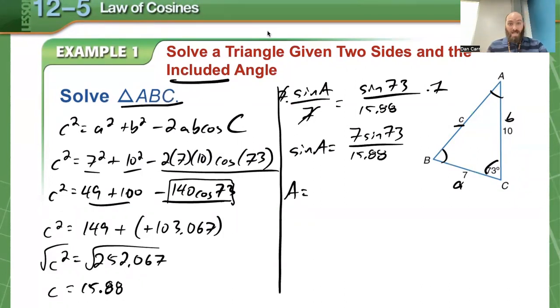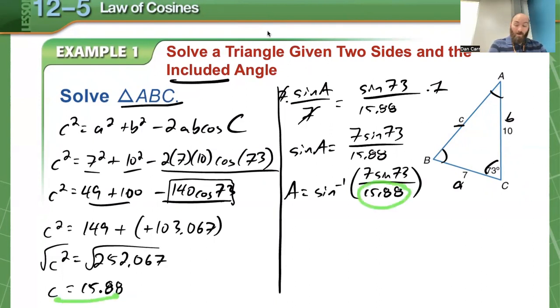And then since I'm solving for an angle, I'm going to do my inverse sine. So this is what's going to go in my calculator: 7 sine 73 over 15.88. Now again, this part right here, the 15.88, that's the rounded version from here. Try to use it in your calculator.